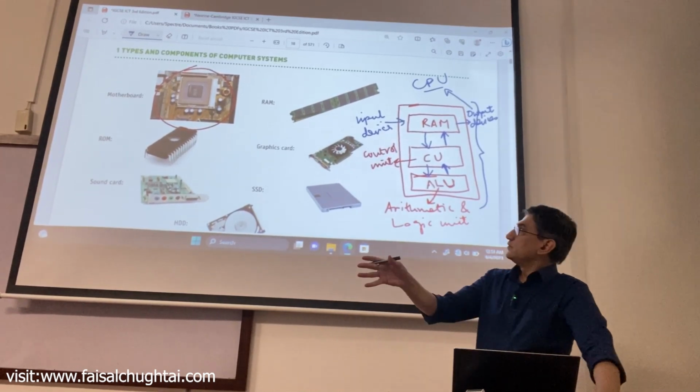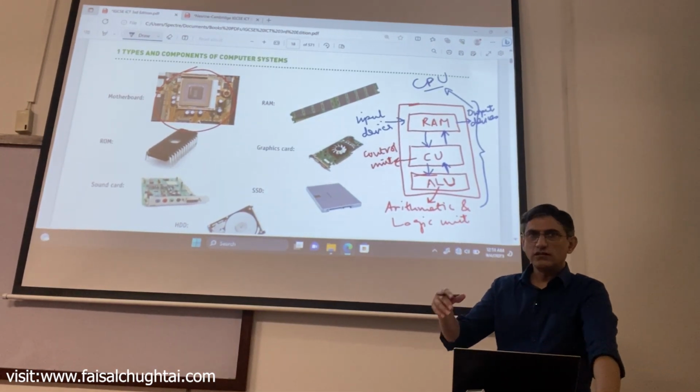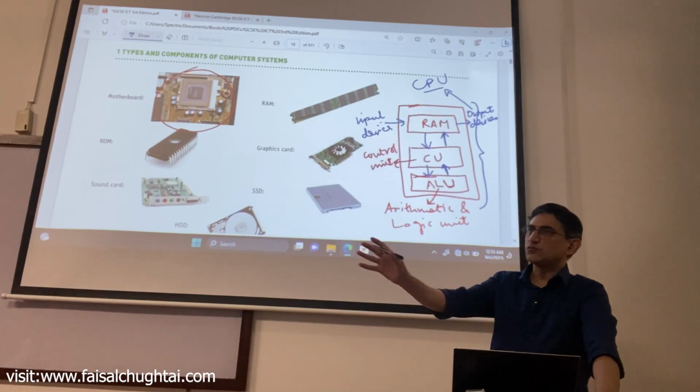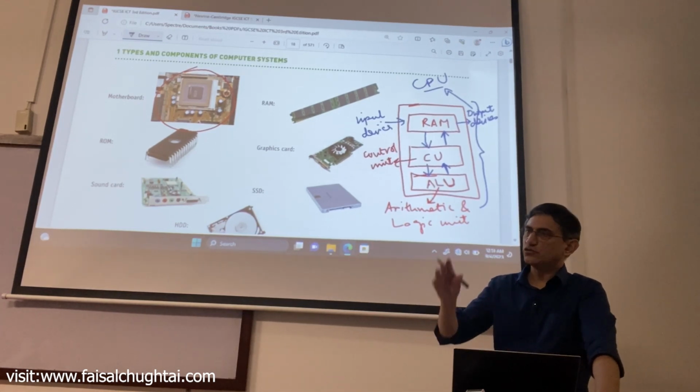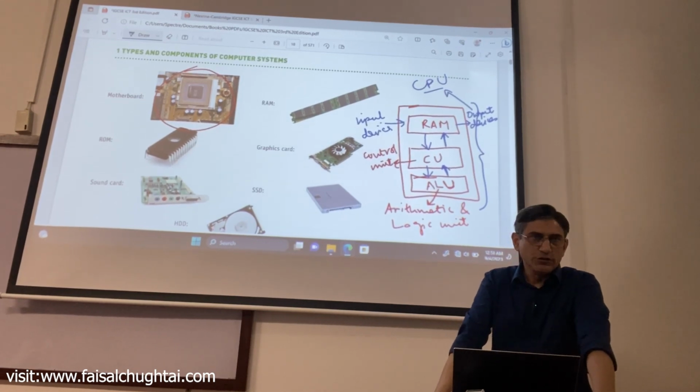Data goes in to the CPU, gets processed, and then sent out as processed results or output to an appropriate output device wherever that output needs to be produced.